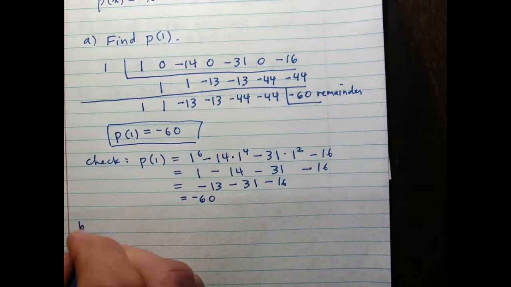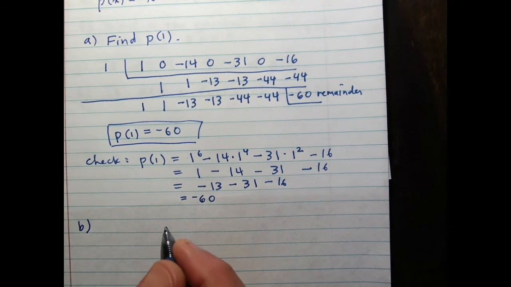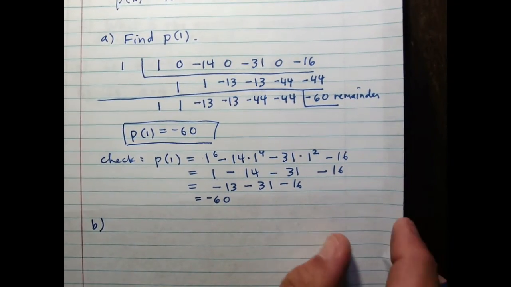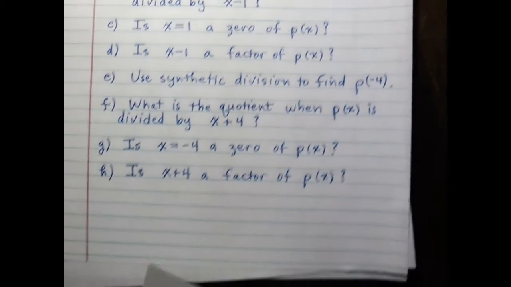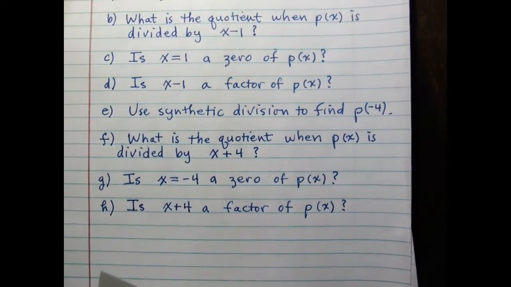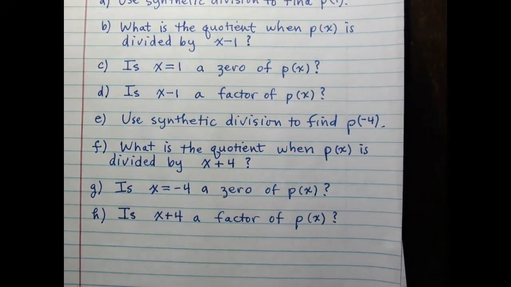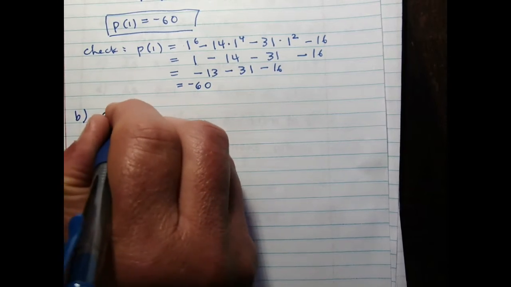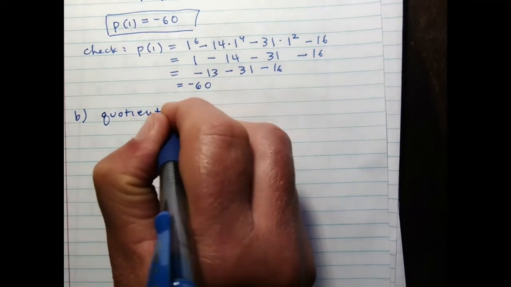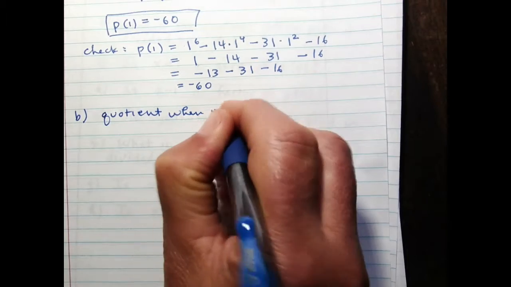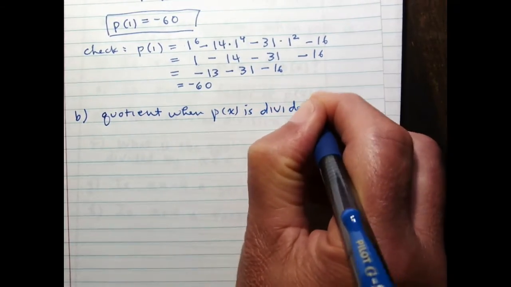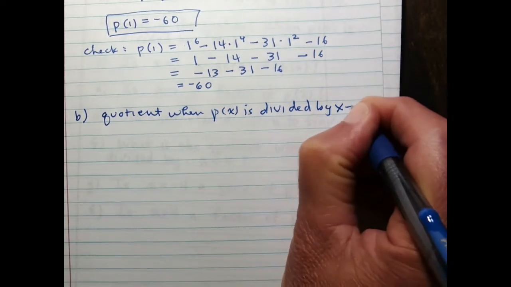B. Now, part B is what is the quotient? I guess we want to read it here. Part B is what is the quotient when p of x is divided by x minus 1.